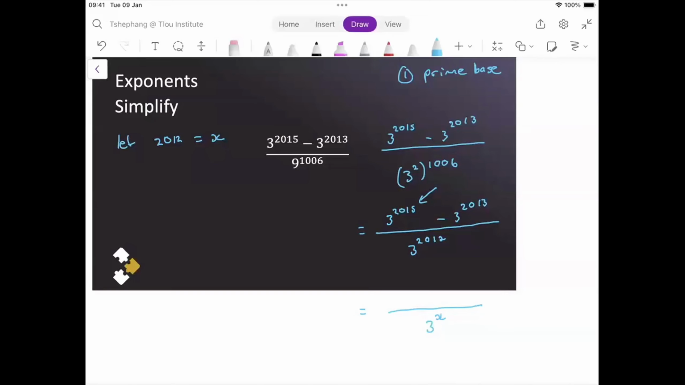2015 is the same as what? 2015 is the same as 2012 plus 3. Which means I'm going to say this is 3 to the 2012 plus 3 minus 3 to the 2012 plus 1. I want to do it step by step.